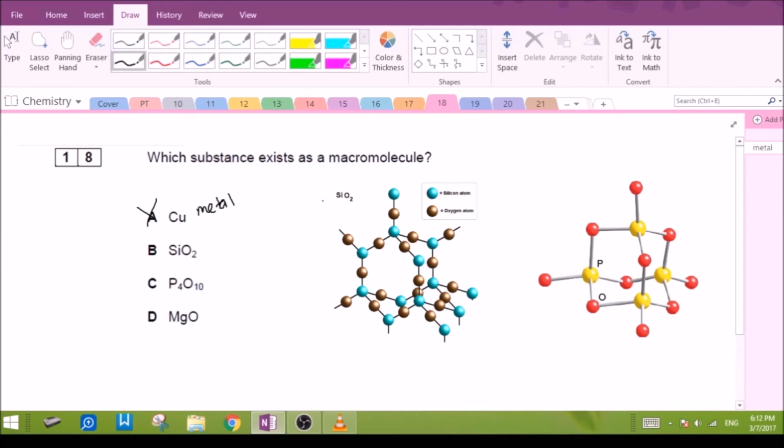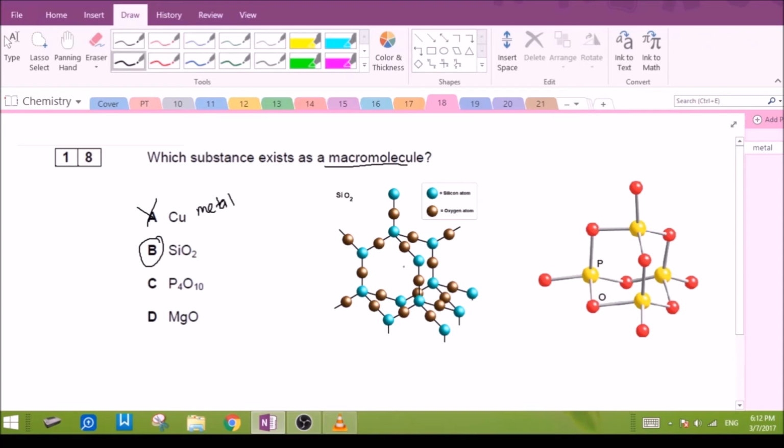Silicon dioxide, I found a picture here. Silicon dioxide is the macromolecule. It is joined together by covalent bonds between the silicon and oxygen atoms, and it is a large repeating structure. So this is the macromolecule we are looking for.